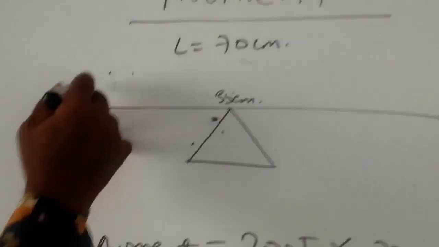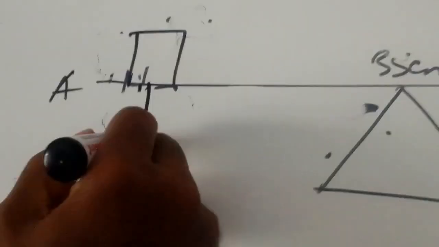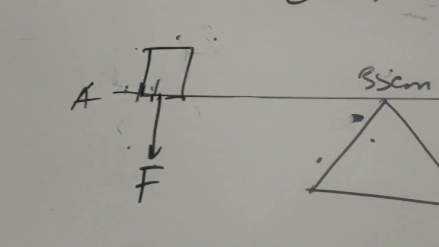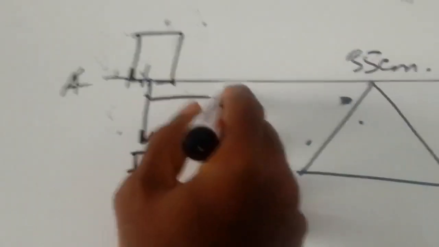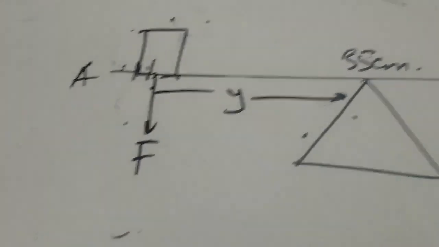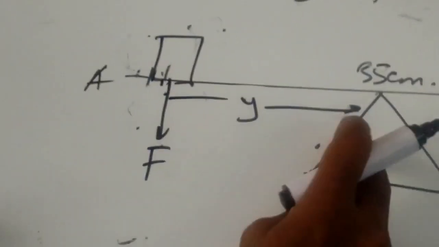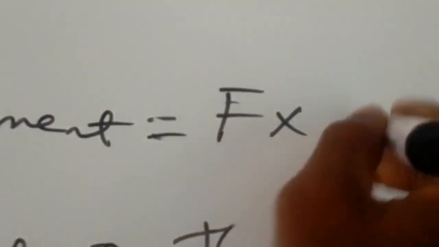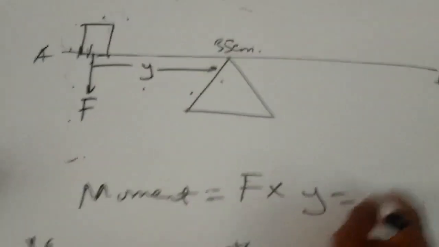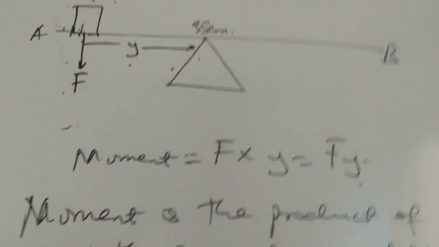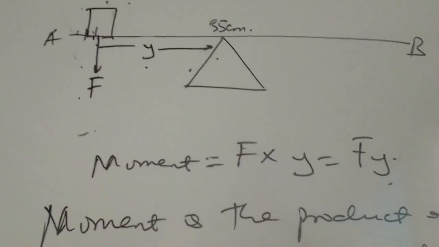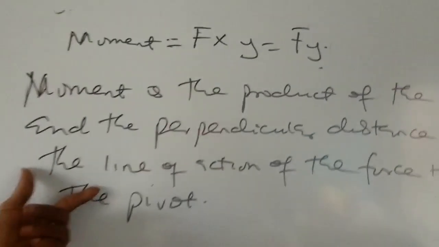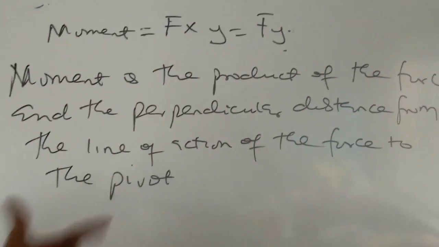Now let's assume that we put a force down here or a load here. The distance between this force and the center of gravity, let's call that distance y. So the moment of this force about this point will now become the product of the force F multiplied by the distance y. That is force times y. That gives you Fy. So moment of a force is defined as the product of the force and the perpendicular distance from the line of action of the force to the pivot.